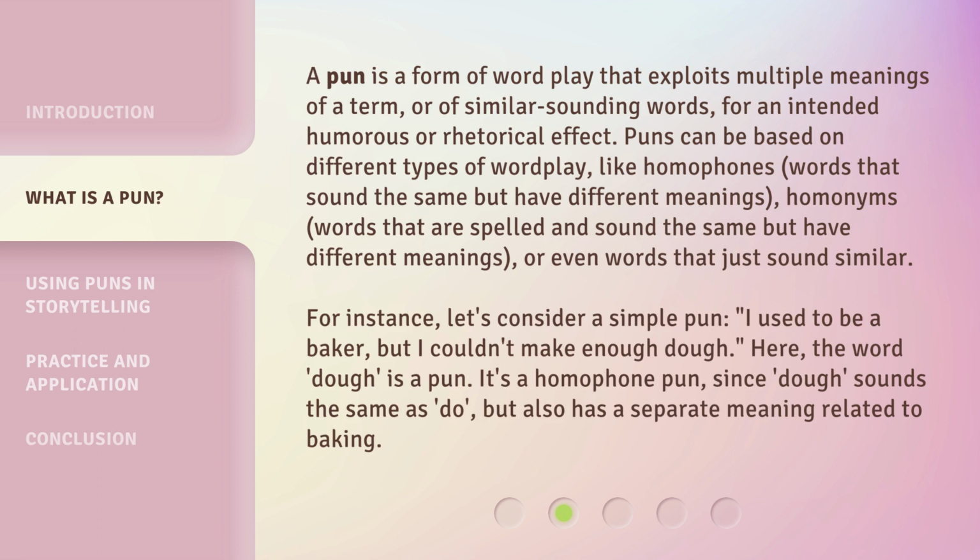For instance, let's consider a simple pun. I used to be a baker, but I couldn't make enough dough. Here, the word dough is a pun. It's a homophone pun, since dough sounds the same as do, but also has a separate meaning related to baking.